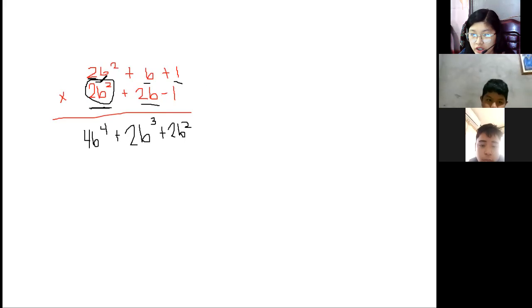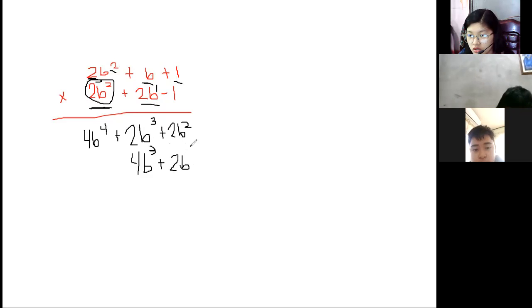So, 2b times 2b squared. Ilan? 2 times 2, that is 4 po. 4. And b times b squared, we have b tapos 1 ito and 2 ito, that is 3. Next, 2b times b. Since isa lang yung number, we have 2. And yung b times b squared. Last one, 2b times 1. Any number ulit, i-multiply, so that is 2b.